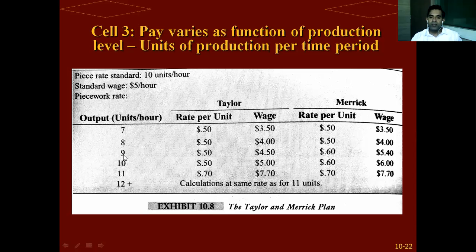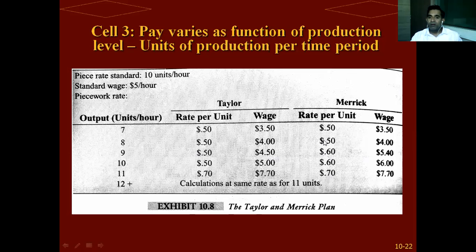So the third employee has produced 9 units in 1 hour. Under Taylor differential, $0.50 into 9 units, $4.50 he earns under the Taylor differential piece rate system. When it comes to the Merrick multiple piece rate system, now the second piece rate is applicable, moderate. I hope we can recall moderate.